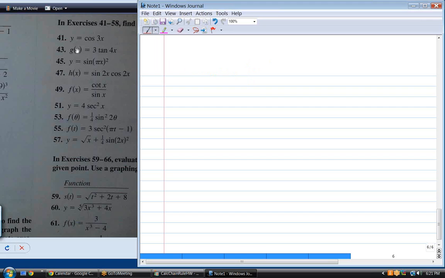That's probably the best way to do it. How about this one? That'd be 3 secant squared 4x times 4. And 45? So cosine pi, or 2 cosine pi x, or is that squared just to the angle? First of all, this is not the same as this.